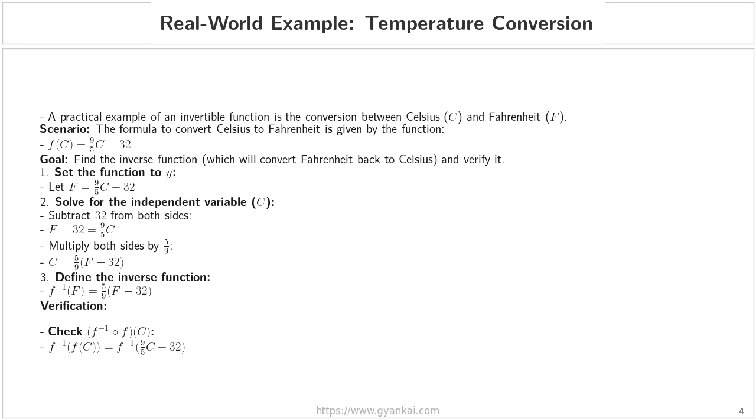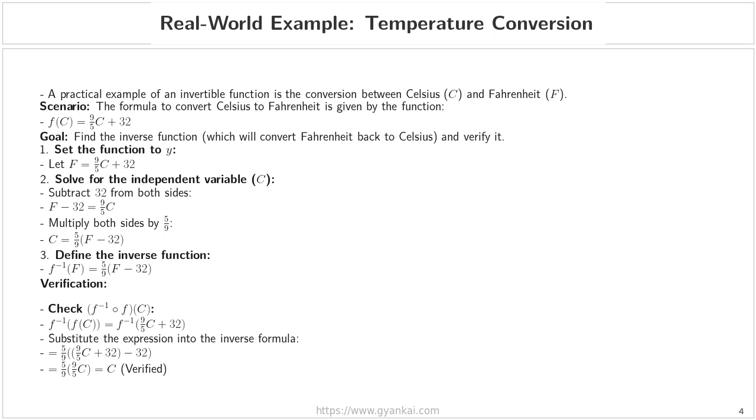First, let us check the composition of f inverse and f of c. We substitute the original function into the inverse formula. This gives us f inverse of the quantity 9/5 c plus 32. When we plug this into our inverse expression, it becomes 5/9 times the quantity 9/5 c plus 32 minus 32. The positive and negative 32s cancel each other out, leaving us with 5/9 times 9/5 c. Since these fractions are reciprocals, they cancel out, leaving us with just c. This confirms the first part of our verification.